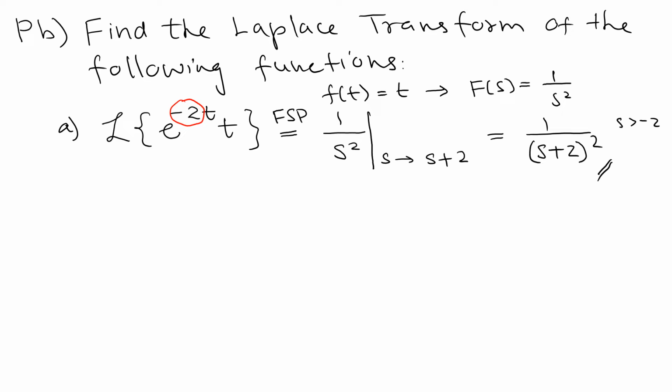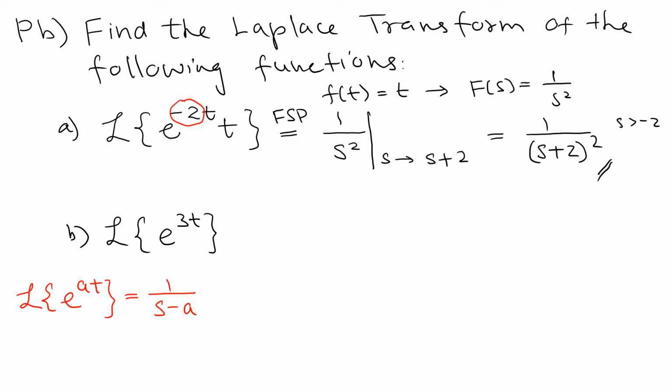Let's look at the next one. Let's say we have e to the 3t. Here you can actually use a formula. We all know this e to the at formula, which is that the Laplace transform of e to the at is 1 over s minus a, so here 1 over s minus 3. If you know this formula, you can use it.